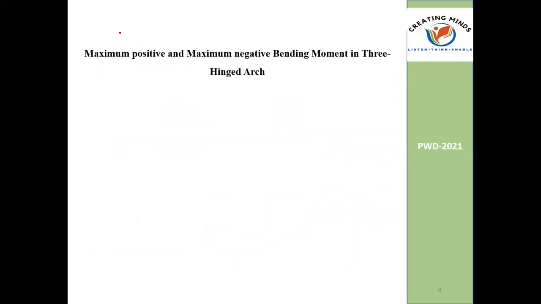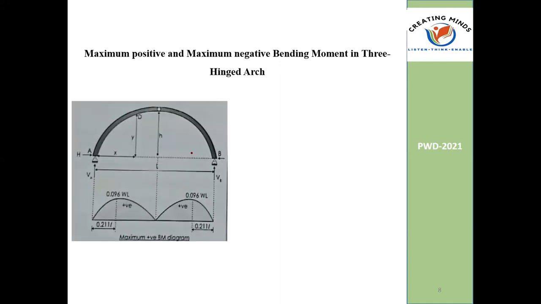So next, maximum positive and negative bending moment in a three-hinged arch. See, this is positive bending moment. Try to remember where you may expect maximum bending moment in a three-hinged arch. Maximum positive bending moment is expected at 0.211 L meters. They will ask, when you are getting maximum bending moment in a three-hinged arch, at a distance of 0.211 times the L. And what is the value? This is also expected: 0.096 WL. This is positive.